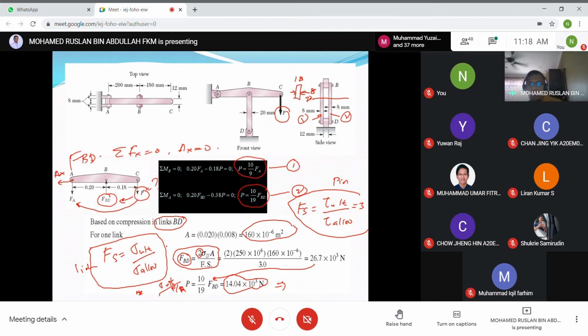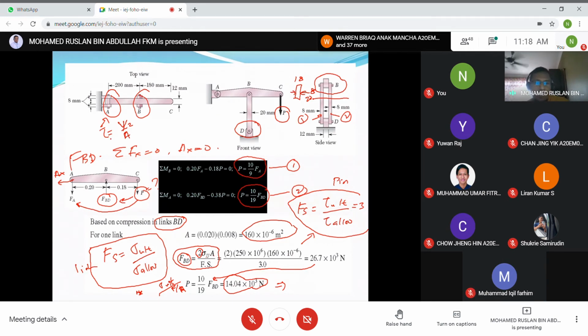Now we go to the second part, when we consider the pin. We have pins at A, at B, and at D. At A, tau equals V over A. At pin A, is this a single or double shear? Double. Yes, double, so you have to divide by 2. What about at point B and point D? Is it double or single shear? Double, you can see here. Also double.